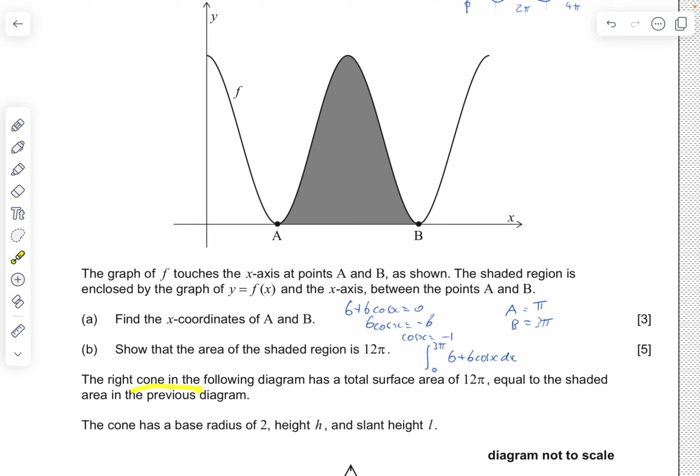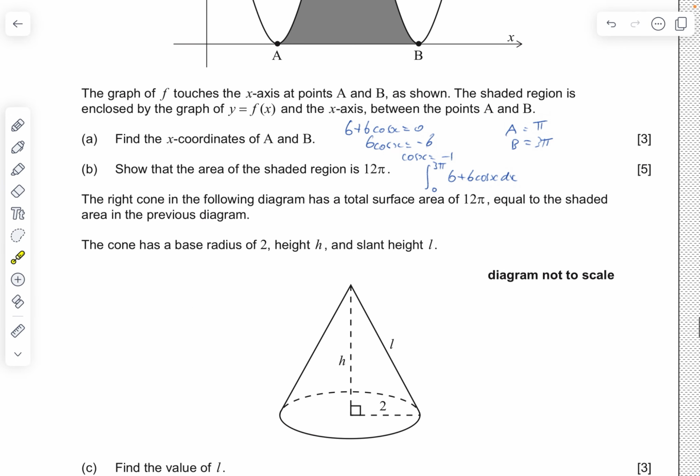It says the right cone in the following diagram has a total surface area of 12 pi. So we've got to take into account the curved surface area and the area of the base, equal to the shaded area in the previous diagram. So now the area is 12 pi. So area is going to be pi r squared plus pi l r for the area of the curved surface from the formula booklet. It's got pi r l, and pi r squared is the base.